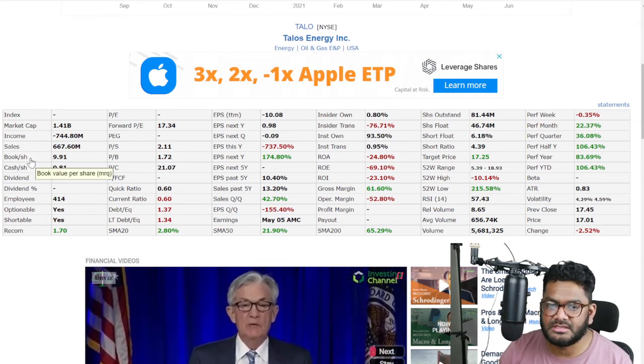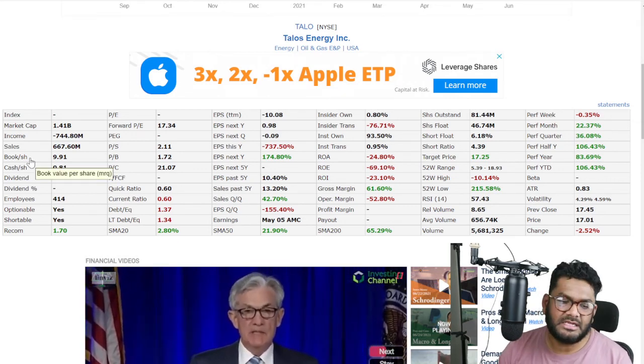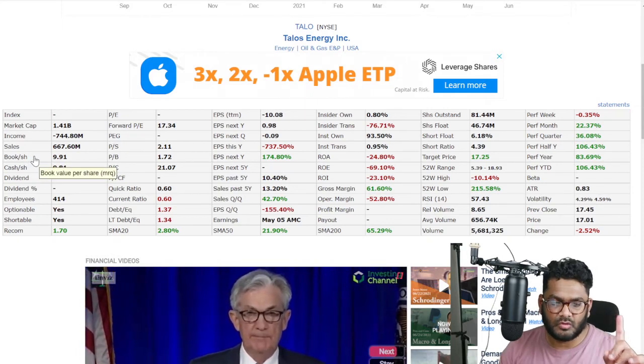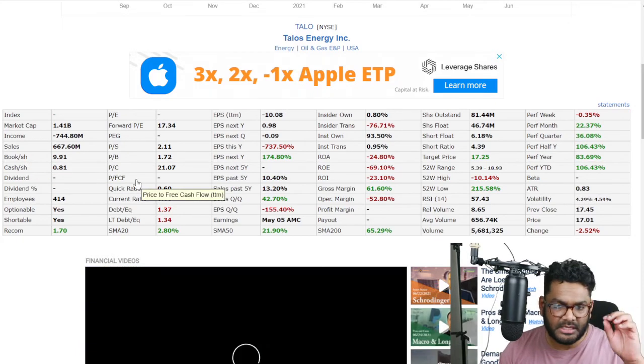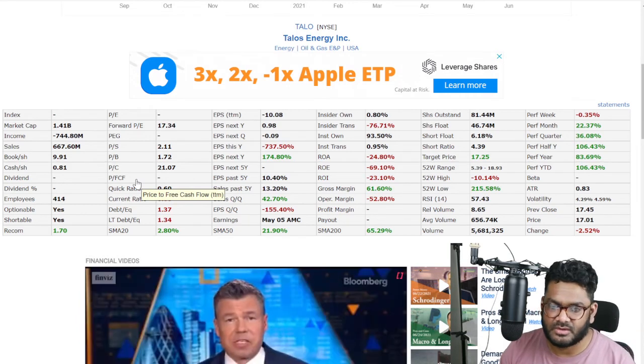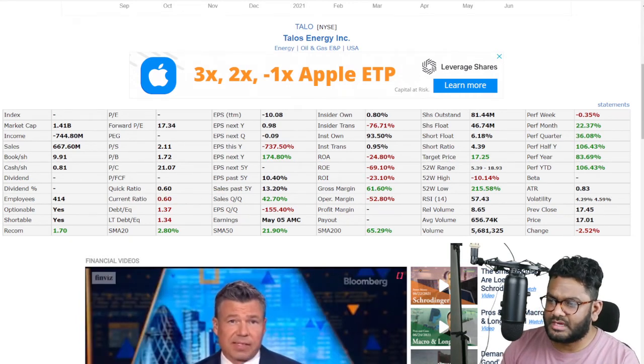What it actually means is we are paying $9 for a $1 book value company. If you don't know what book value is, please take a note and go and check on it. Okay, these are a few things. You don't need to get to know all this information.